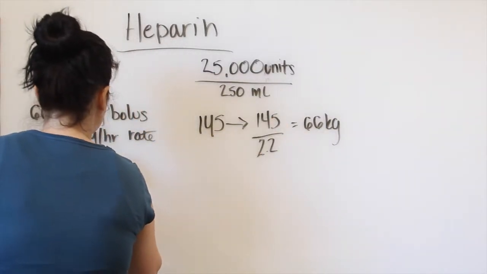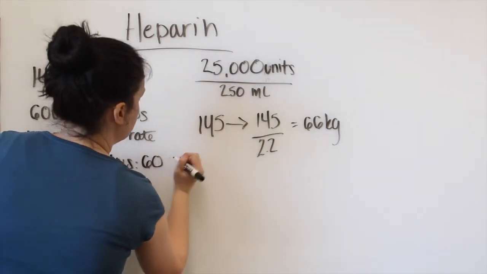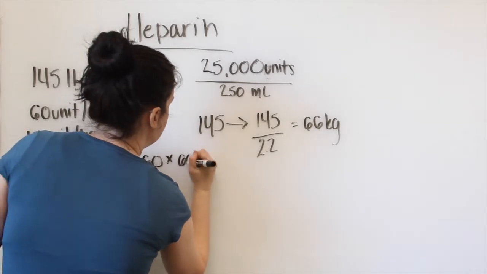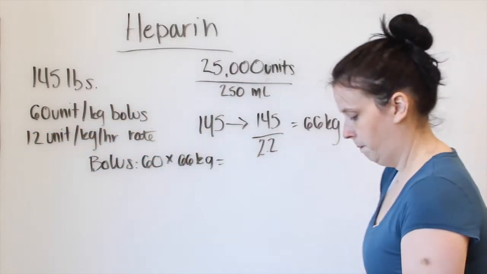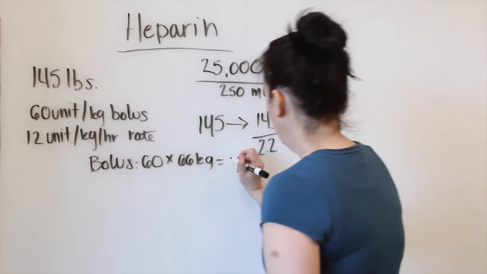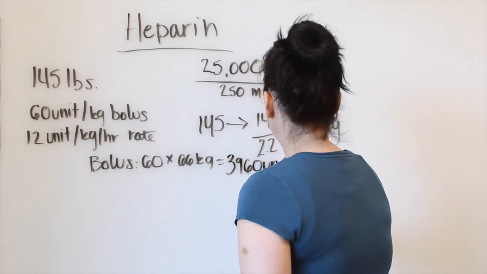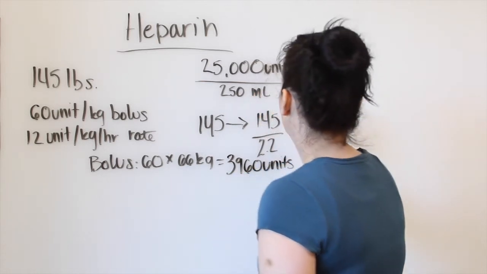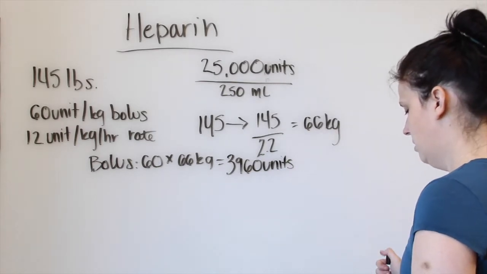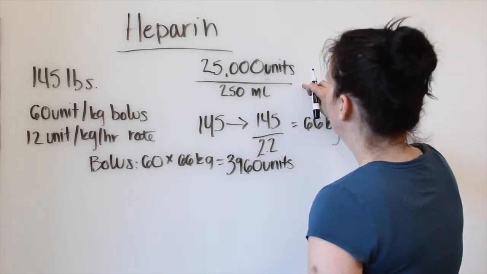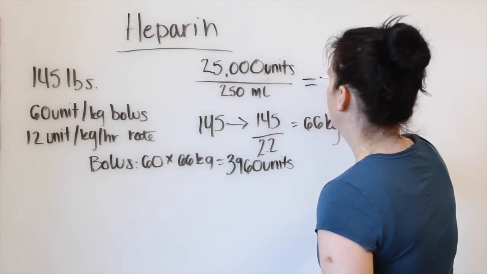So let's start with the bolus. 60 units times 66 kilograms equals 3960 units. Now we need to calculate the number of milliliters. So to do that, we will first need to calculate this out.